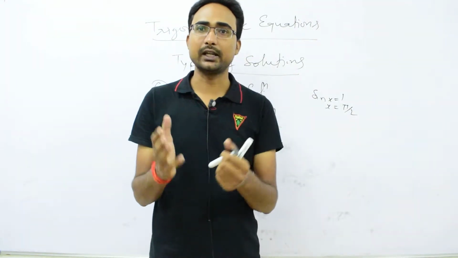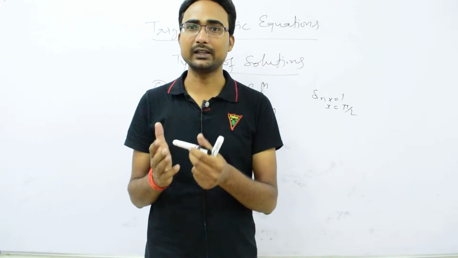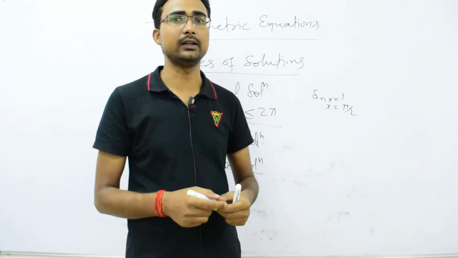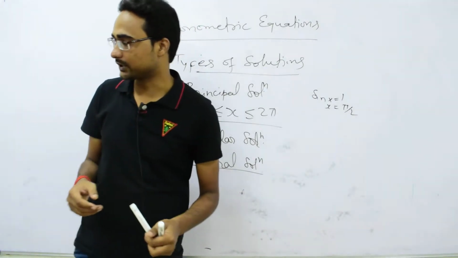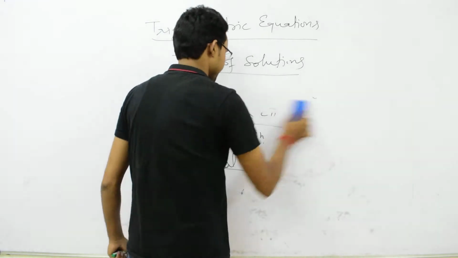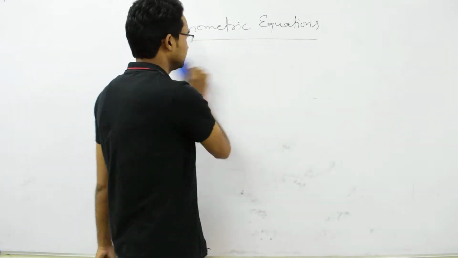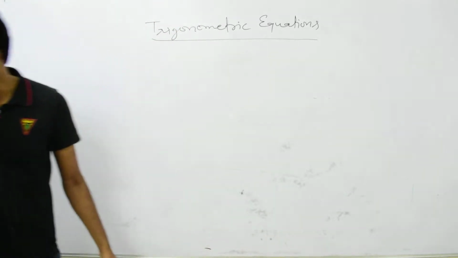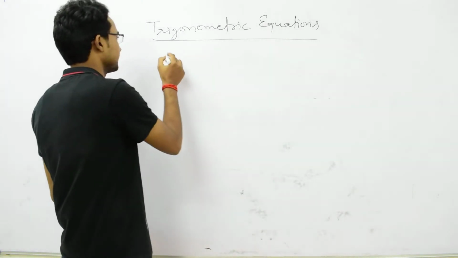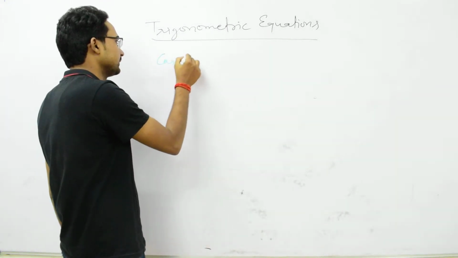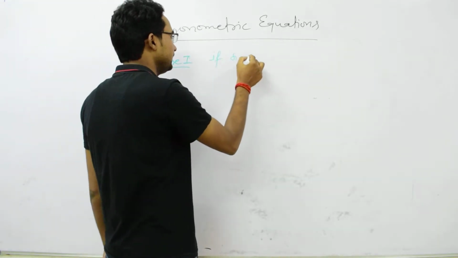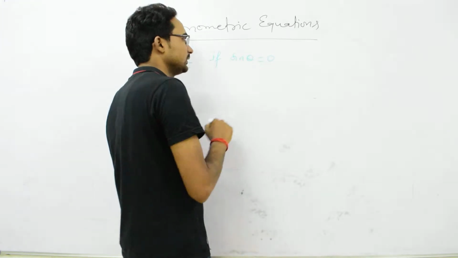Now, let's start with how to find the general solution under different conditions. Suppose sin theta equal to 0, cos theta equal to 0, tan theta equal to 0, or sin theta equal to sin alpha. In that case, how can you find the general solution of the trigonometric equation? Let us see. First case: sin theta is equal to 0.